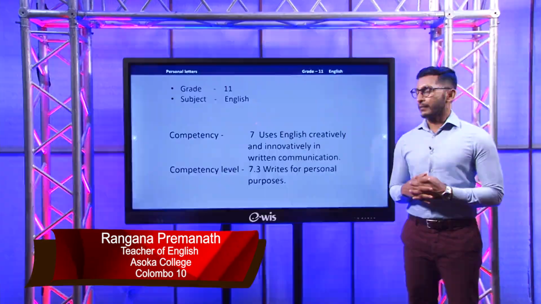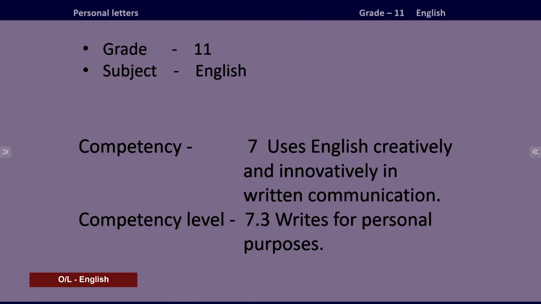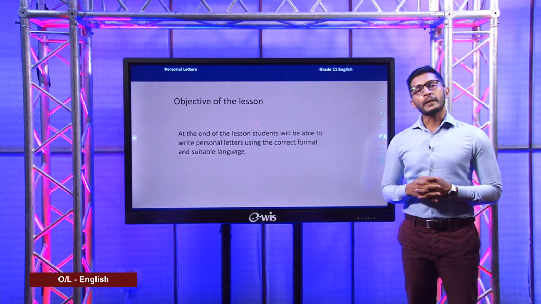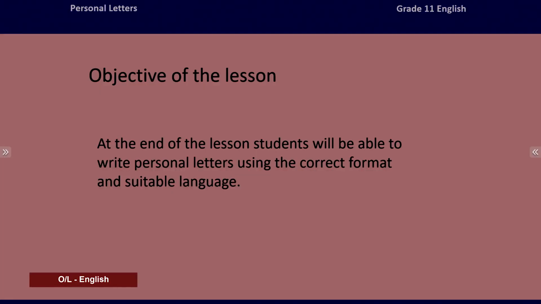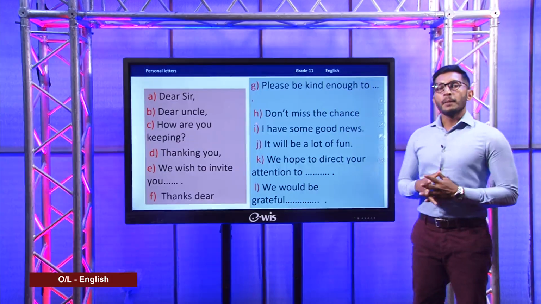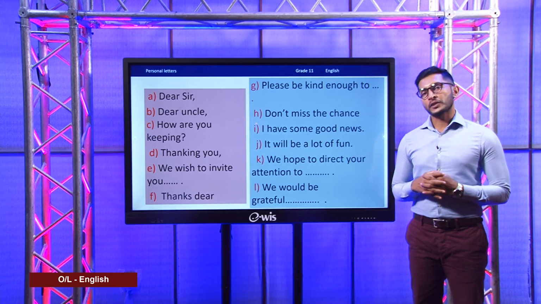Our lesson today is based on Competency 7, which is uses English creatively and innovatively in written communication. Competency Level 7.3, writes for personal purposes. So at the end of this lesson, you'll be able to write personal letters using the correct format and the appropriate language. Before we start writing the letters, I have got some language expressions to show you.